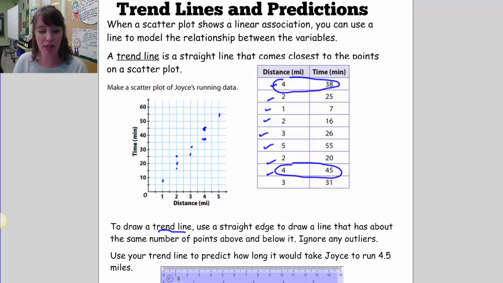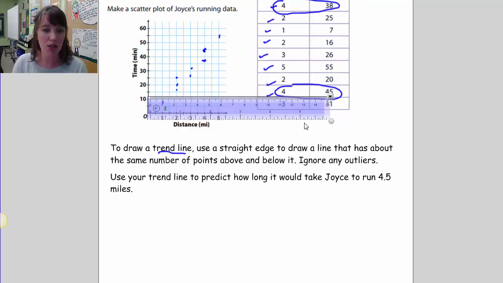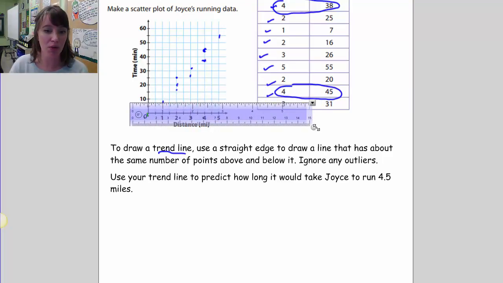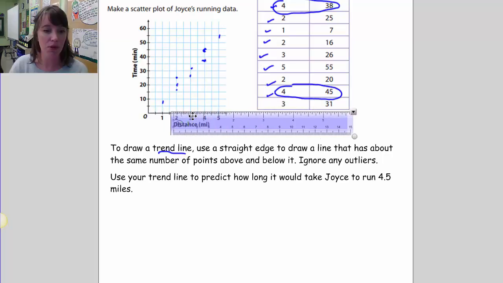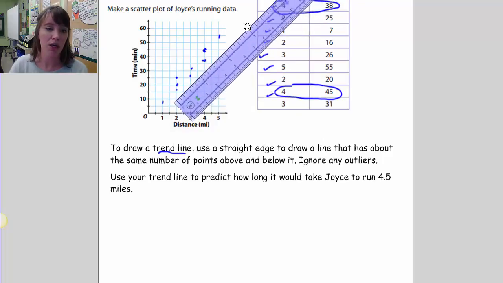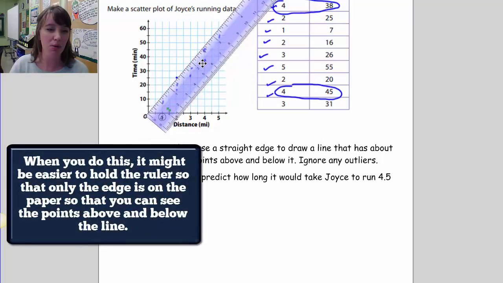So when we do that, let me push this down a little bit. Let me grab my ruler here. We're not using the measuring properties of a ruler. We're just using the straightness of the ruler essentially. Oh, my ruler doesn't apparently want to turn. Oh, there it goes. Okay, so I want to use my ruler to get it so that there's an equal amount of points above and below it.